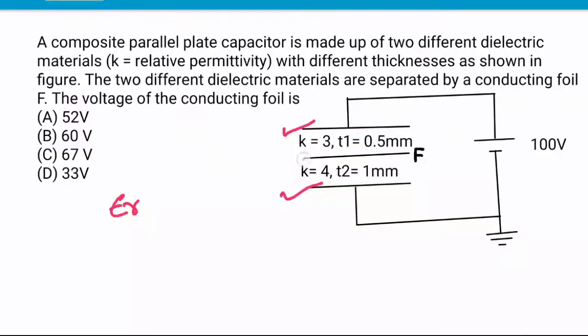F is the foil which is separating both the dielectrics, and here the supplied voltage is 100 volt. The question is asking what is the voltage or the potential at F. Suppose the potential between F and the upper plate is V1 and this one is V2. V2 is the potential between the conducting foil and the lower plate, which is connected to the ground. I am assuming this.